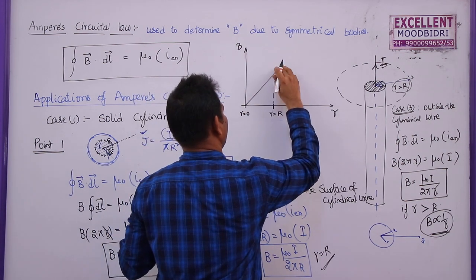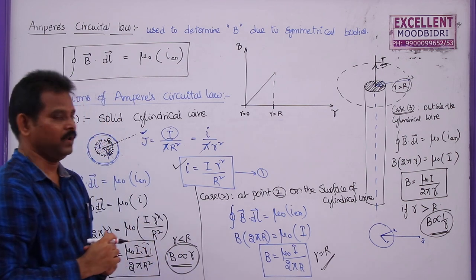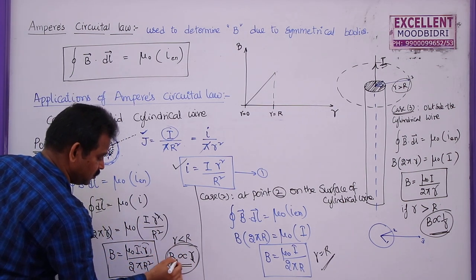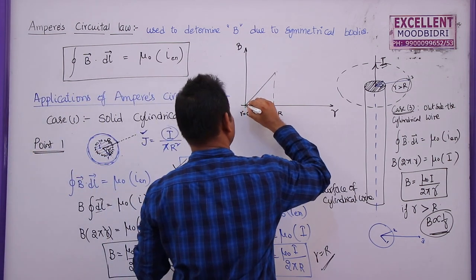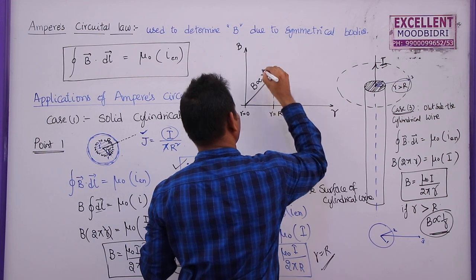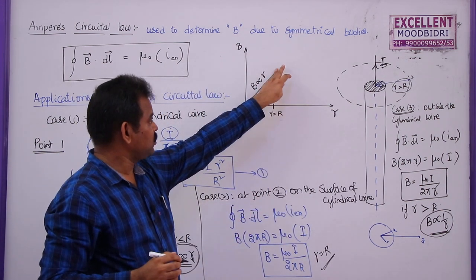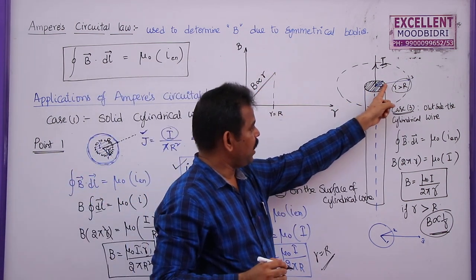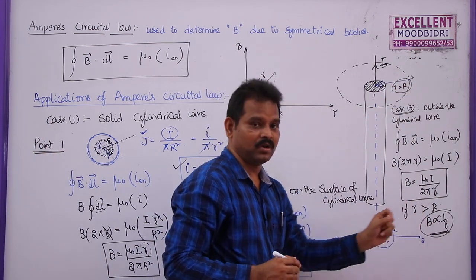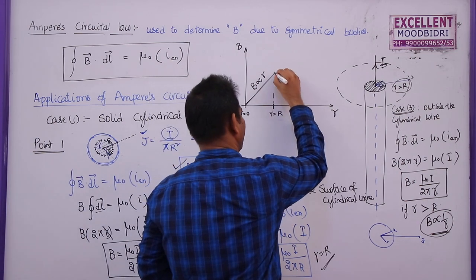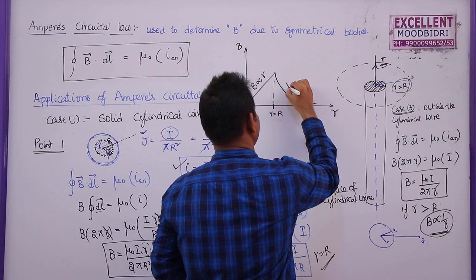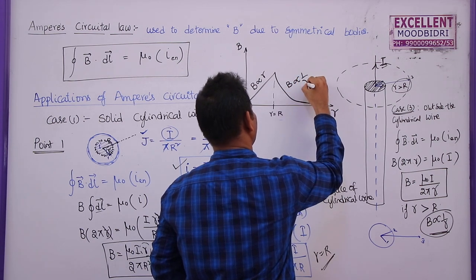So this is the variation of magnetic field. Why? Because B is directly proportional to r. As r increases, B also increases. So this is a straight line passing through the origin. In this region, B is directly proportional to r. After reaching the radius and beyond this, outside the cylindrical wire, B is inversely proportional to r. So the relation is a rectangular hyperbola. So you will get a rectangular hyperbola like this.